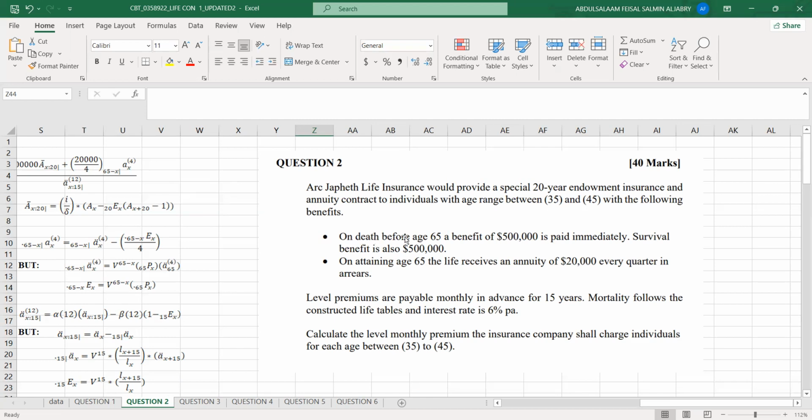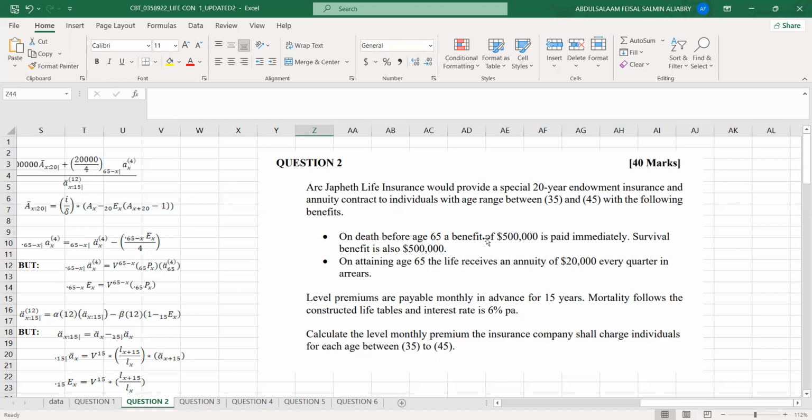The first one, on death before age 65, a benefit of $500,000 is paid immediately. Survival benefit is also $500,000. The second, on attaining age 65, the life receives an annuity of $20,000 every quarter in arrears. Level premiums are payable monthly in advance for 15 years. Mortality follows the constructed life tables and the interest rate is 6% per annum. Calculate the level monthly premium the insurance company shall charge individuals for each age between 35 to 45.